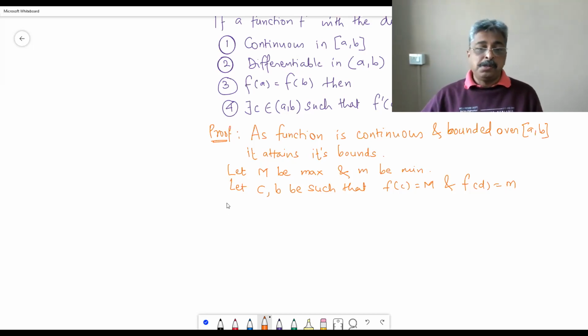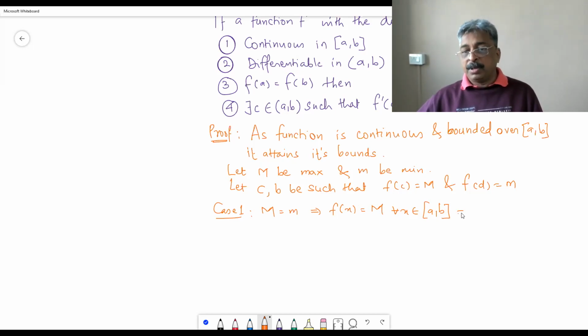Case 1. Capital M is equal to small m. This implies f(x) is equal to capital M for every x belonging to the open interval (a, b), which implies f'(x) is equal to 0. Actually, everywhere it is going to be 0 because it is a constant function. If maximum equals minimum, then it is constant, and therefore f'(x) is going to be 0. Proved.